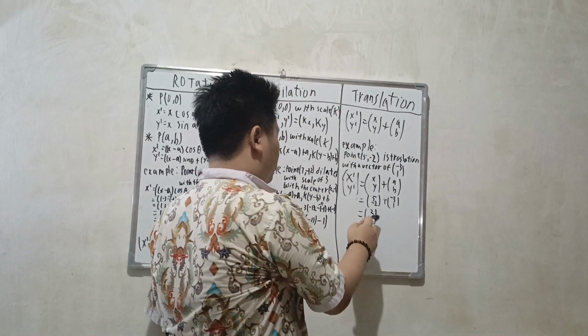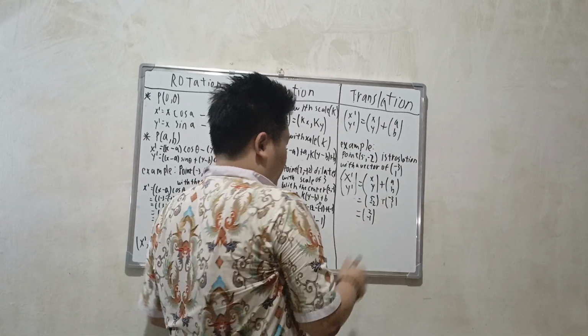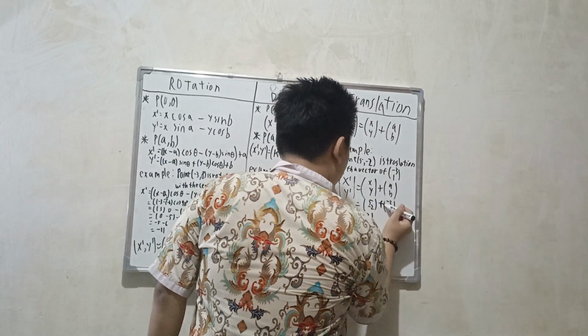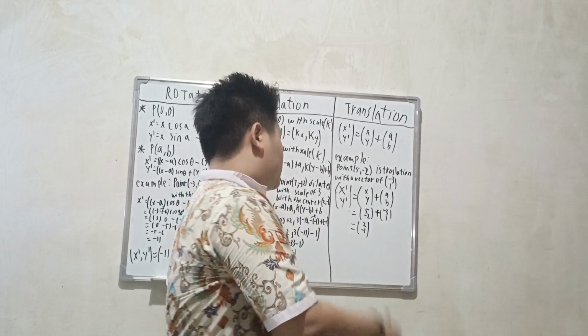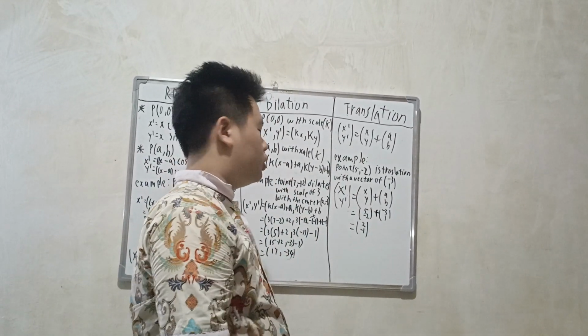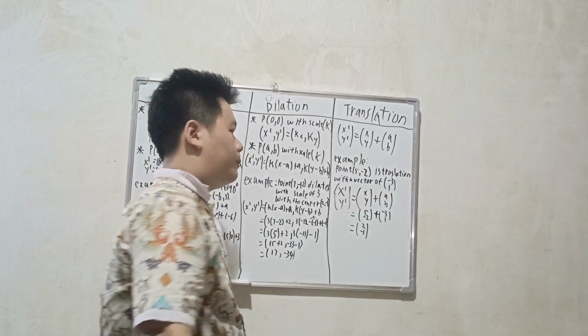It will be 5, minus 2 plus minus 3 and 1. And that's what it will be: 2 and minus 1.